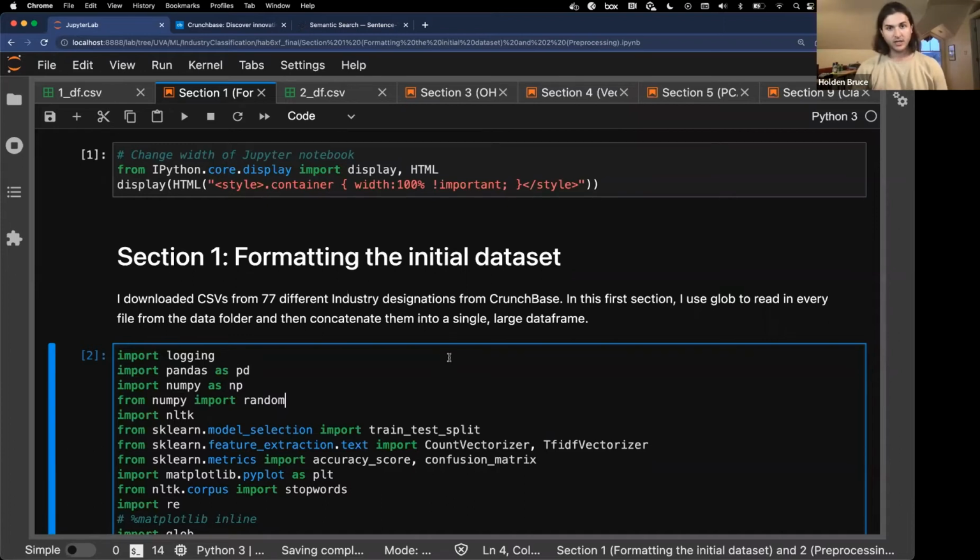I am more interested in small text. So think company descriptions or tweets or LinkedIn profile pages. And the approach that you would take to solve those problems is quite different, actually.